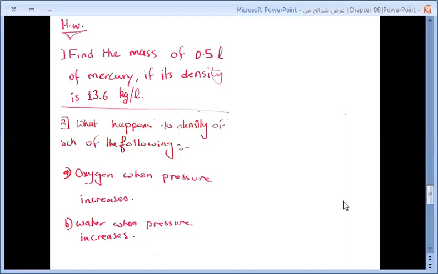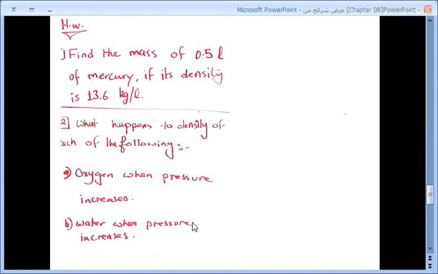The second question says, what happens to the density of each of the following? This is a very important question, by the way, and it's one of the questions frequently asked in the exams, and it's asked in the book. There is some question like this in the book. Number one, oxygen when pressure increases. What will happen to the oxygen when pressure increases?